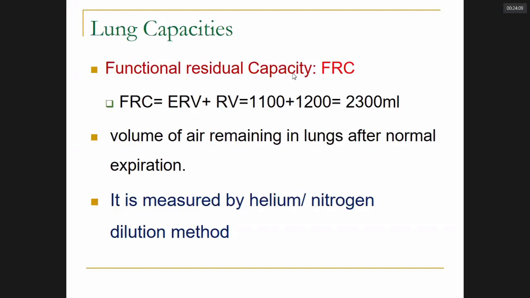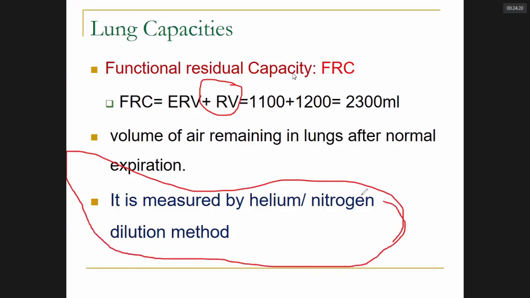And now, as there is RV in this FRC, this cannot be measured through direct spirometry. Instead, it is measured through the helium or nitrogen dilution method. So up till now, RV and FRC are measured through indirect spirometry, whereas the remaining, inspiratory capacity, expiratory capacity, ERV, IRV, TV, all these are measured through direct spirometry because they do not have residual volume. Okay?